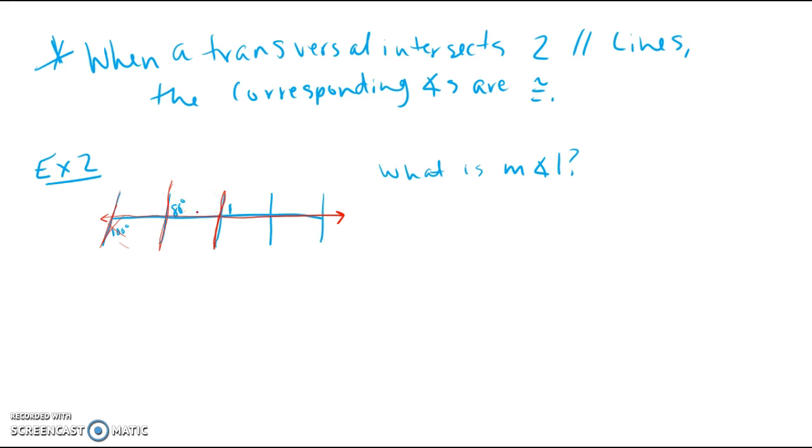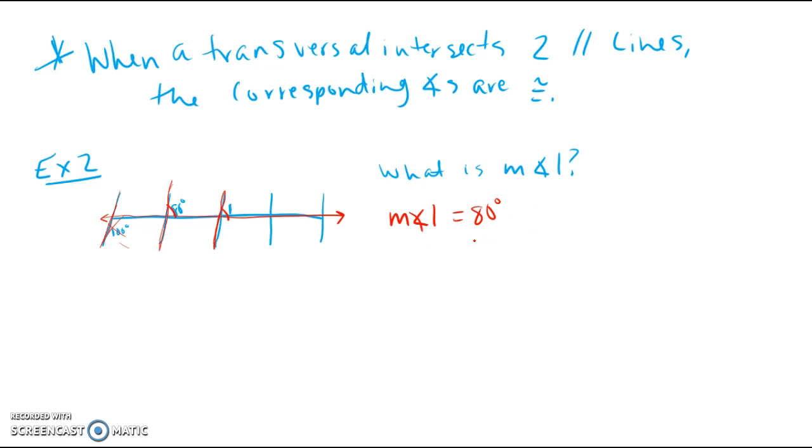So then I look at the 80. Angle 1 is on top, 80 degrees is on top. Angle 1 is to the right of its parallel line, 80 is to the right of its parallel line. So what I know is that angle 1 and the 80 degrees are corresponding angles. And because they are corresponding angles, while we have parallel lines, that means that the measure of angle 1 is 80 degrees.